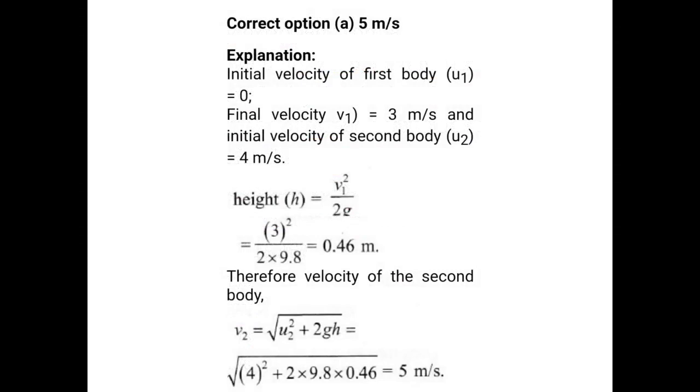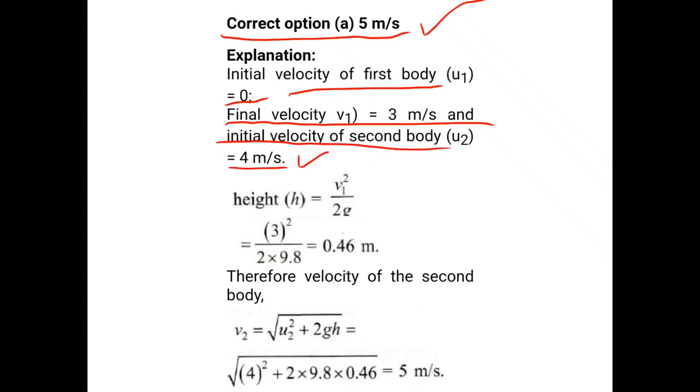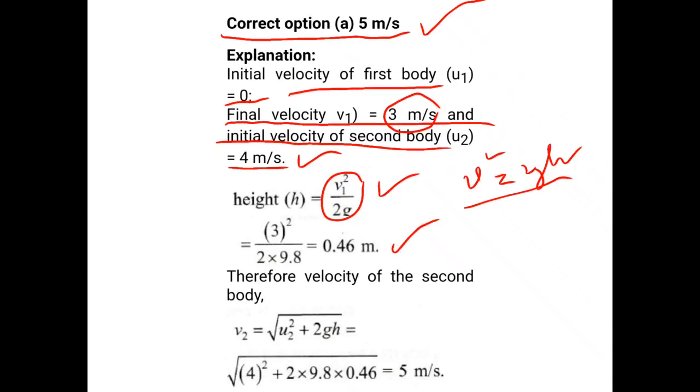The correct answer for question number 10 is option A, 5 meter per second. Here the initial velocity of the body, u1, you take as 0. Final velocity v1 is 3 meter per second. Initial velocity of the second body is 4 meter per second, as given in the problem. You know the formula v square is equal to 2gh for a freely falling body. From that we can write h is equal to v1 square by 2g for the first case. If you substitute the given values, v1 as 3 meter per second and g as 9.8, you will get 0.46 meter.